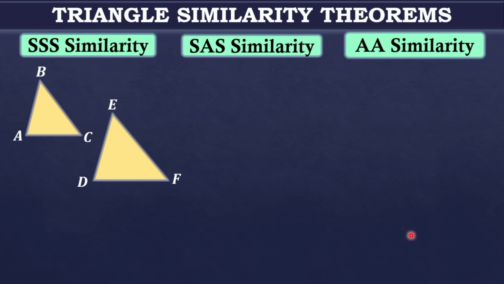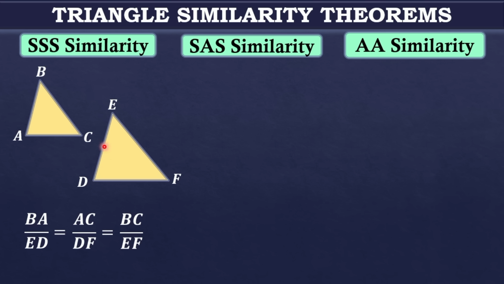Pag sinabi nating SSS similarity, ibig sabihin since sides ito, tatlong sides ang tinutukoy niya, ibig sabihin ang tatlong sides daw po nito ay dapat proportional. Okay, so kapag yung dalawang triangles mo, proportional yung corresponding sides nila, then we can say that the two triangles are similar. Okay? So, let's have BA over ED is equal to AC over DF, which is also equal to BC over EF.